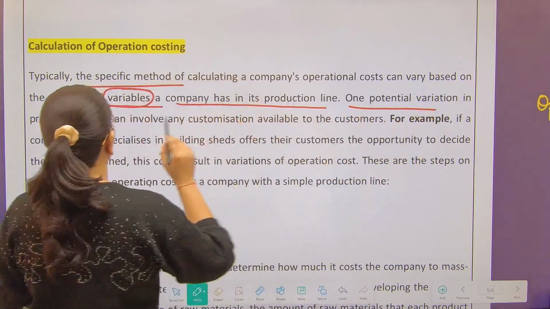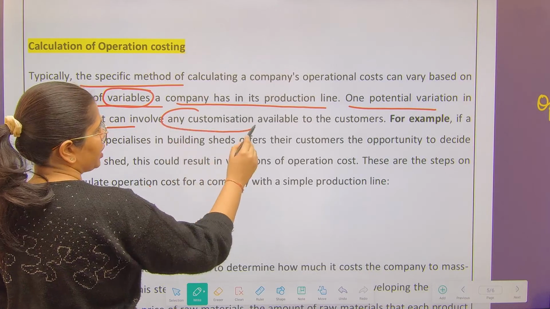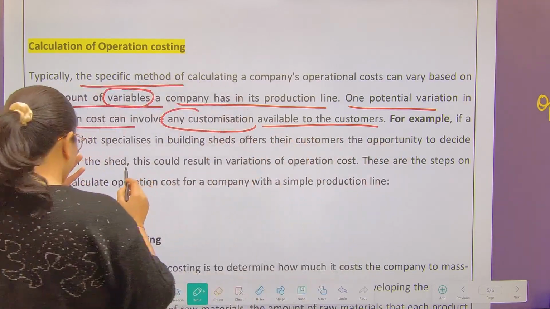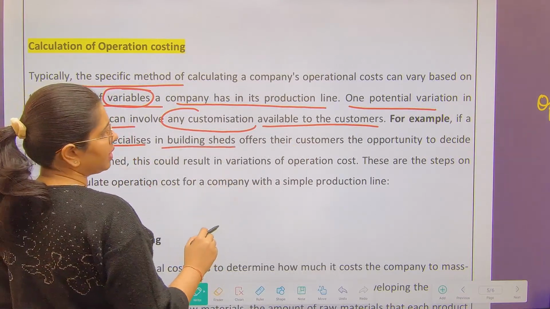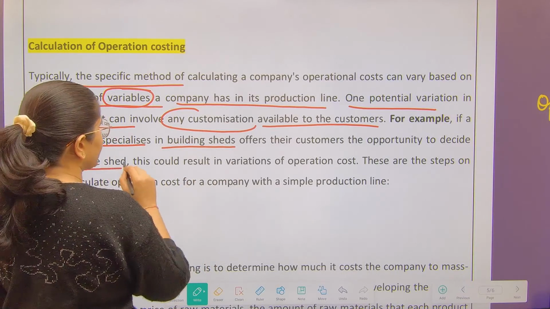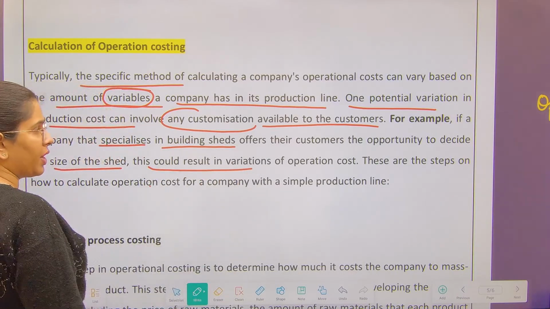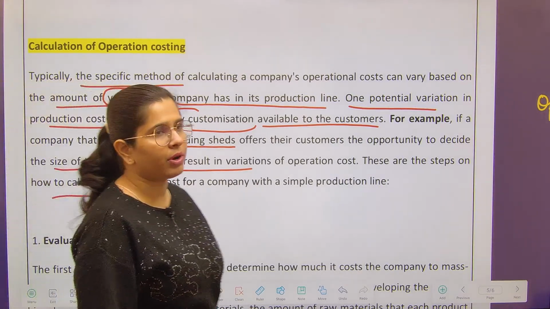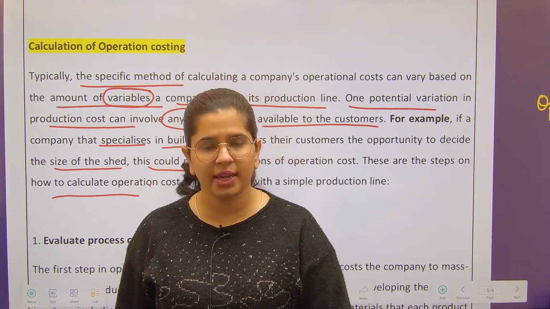One potential variation in the production cost can involve any customization available to the customers. For example, if a company that specializes in building sheds offers their customers the opportunity to decide the size of the shed, this could result in variations of operation cost. These are the steps on how to calculate with a simple production line. So remember this thing I am telling you again and again.